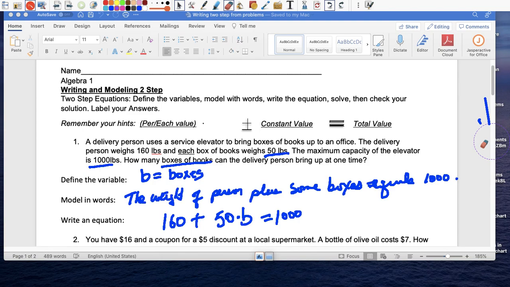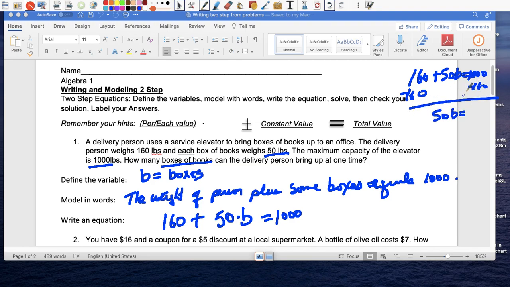I can erase this and solve the equation over here. 160 plus 50b equals 1,000. We're going to subtract 160 from each side. So 50b equals 840. The maximum load of the elevator minus the weight of the person gives you 840. So in essence, you actually have 840 pounds to play with.